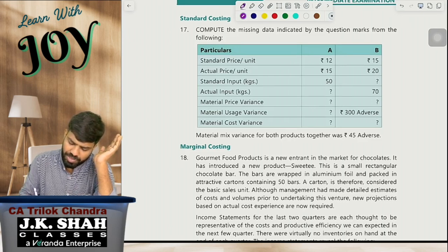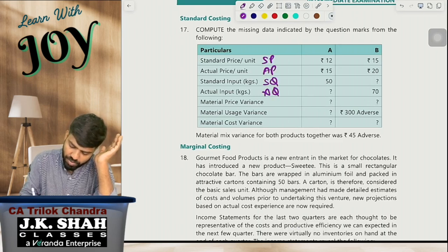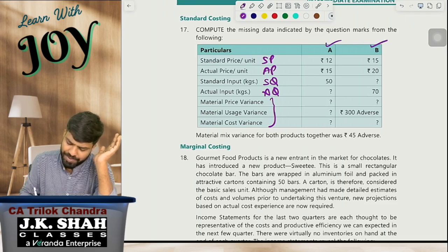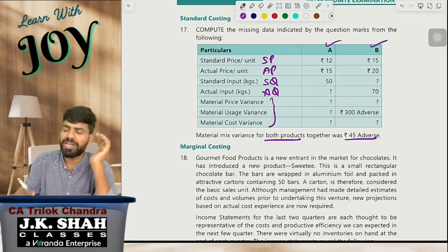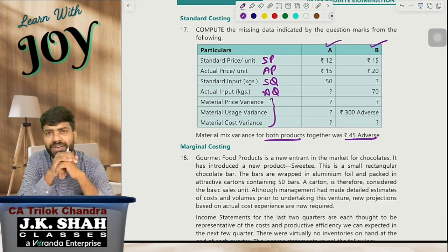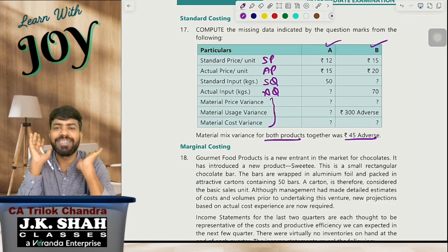Material price variance, material usage and material mix. See, this is what they have given: standard price, actual price, standard quantity, actual quantity. They are asking for price, usage and cost variance for both types of material, Material A and Material B. Material mix variance for both products together was 45 adverse. This is the information given. They are asking to calculate all the missing data.